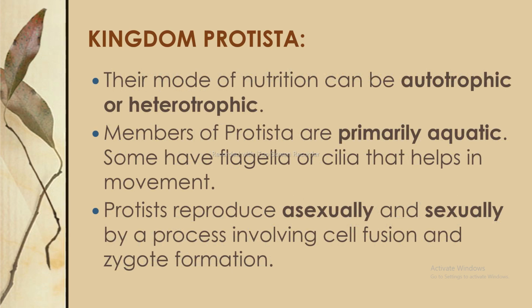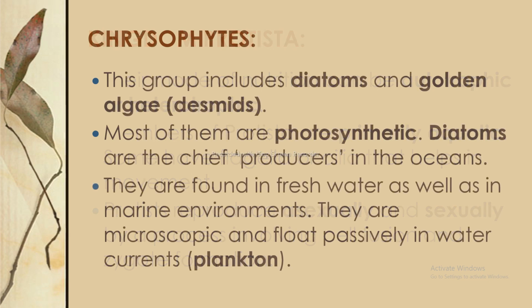Their mode of nutrition can be autotrophic or heterotrophic. Members of Protista are primarily aquatic. Some have flagella or cilia that help in movement. Protists reproduce asexually and sexually by a process involving cell fusion and zygote formation.